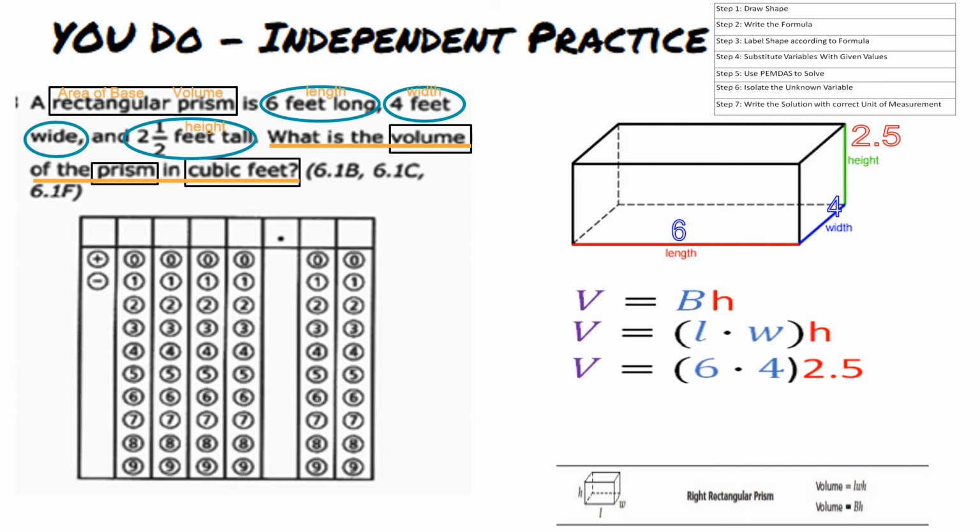We're trying to find our volume, which is already isolated. We're going to use PEMDAS, which is multiply, to solve this problem. When we multiply, 6 times 4 gives us 24. Now we have to finish up the multiplying. We solved everything that was inside the parentheses. Now we have 24 times 2.5. This gives us a volume of 60 feet cubic.